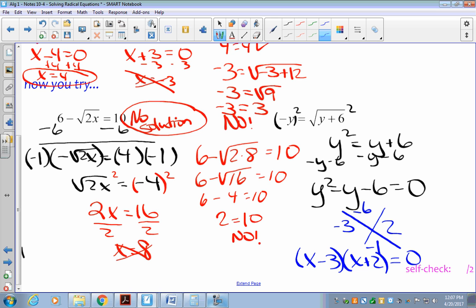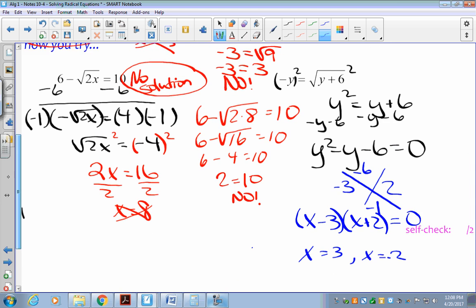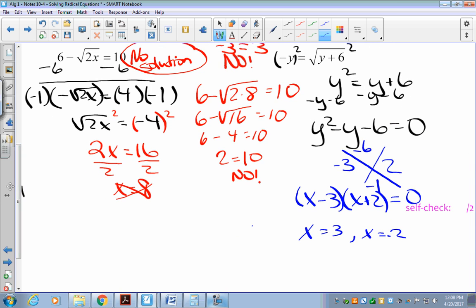So what are our answers that make this equation 0? y equals 3 and y equals negative 2. We need to plug both of those back in. Wait, why is it negative? If I set this equal to 0, I'm going to have to subtract 2 from both sides to give me the negative 2. Same thing here, I'm going to have to add 3.